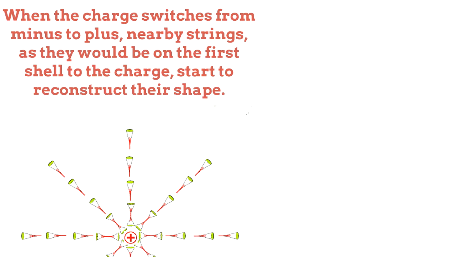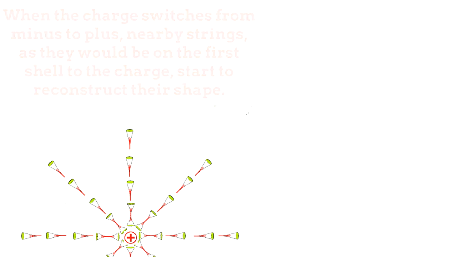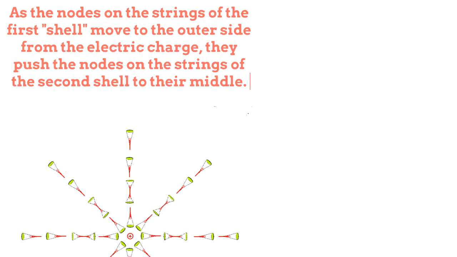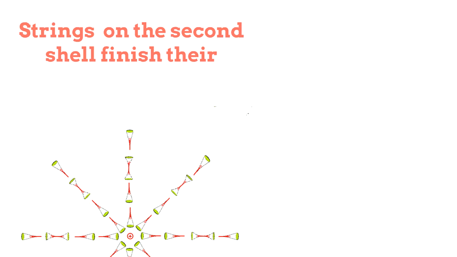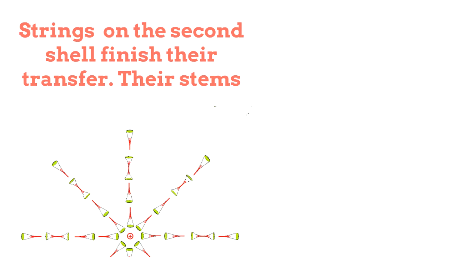When the charge switches from minus to plus, nearby strings, as they would be on the first shell to the charge, start to reconstruct their shape. They move their nodes farthest from the charge. As the nodes on the strings of the first shell move to the outer side from the electric charge, they push the nodes on the strings of the second shell toward the middle. Thus, the strings of the first shell become string vortexes having a charge, and strings on the second shell are in the shape intrinsic to free strings.